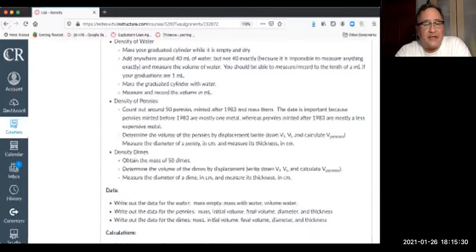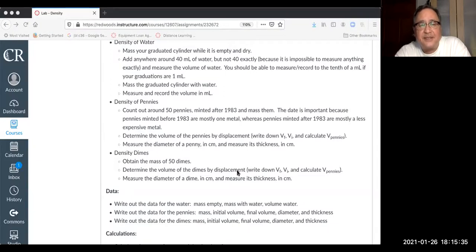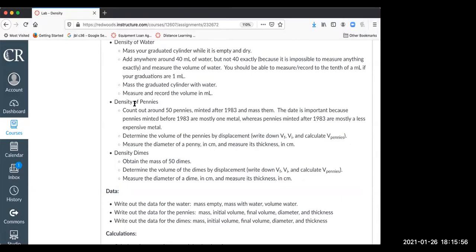So with that being said, I lost my participants list. Let me take a look at that again. Are there any questions about what I just said, that is to say, the procedure? Okay. Now I said that we were, go ahead, Izzy. Okay, so it says mass your graduated cylinder while it is empty and dry. Like take the mass of it? Yes. Yep.